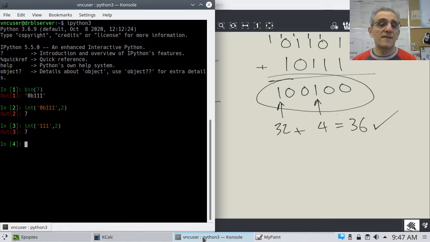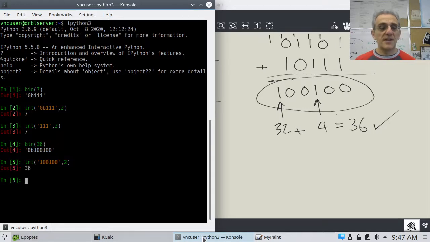And if I try the 36 there, if I went bin 36, there it is on the right hand side, you can see there. And once again, if I wanted to go back the other way, I'd say change 100100, and it's base 2, right? So change it into an integer from base 2, and that would give me 36. So you can actually write programs to achieve both of these, but we're not going to do that today. I'm just going to show you the built-in way that Python can do this.